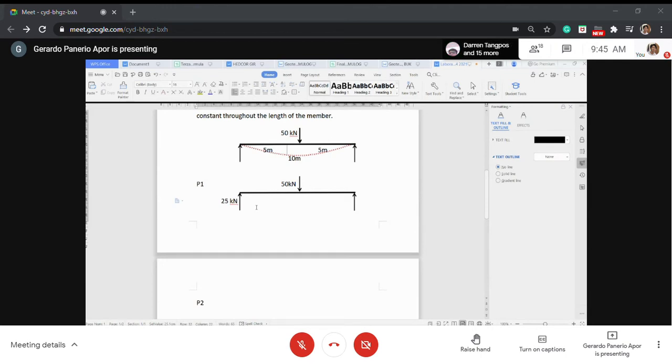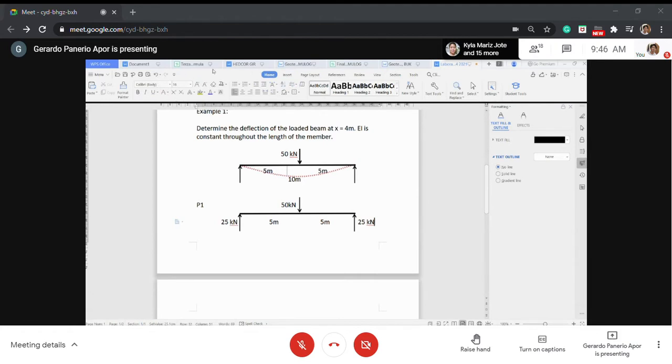We just use our common sense that if the load is symmetrical, then the reactions are equal. So 5 meters here, this is also 5 meters, and then this is another 25 kN. So that is what we mean by procedure 1. And then we are going to determine the equation. I'd rather make a cutting line somewhere here so that I can make an equation. So I can make my cutting line here. Okay, cutting line.